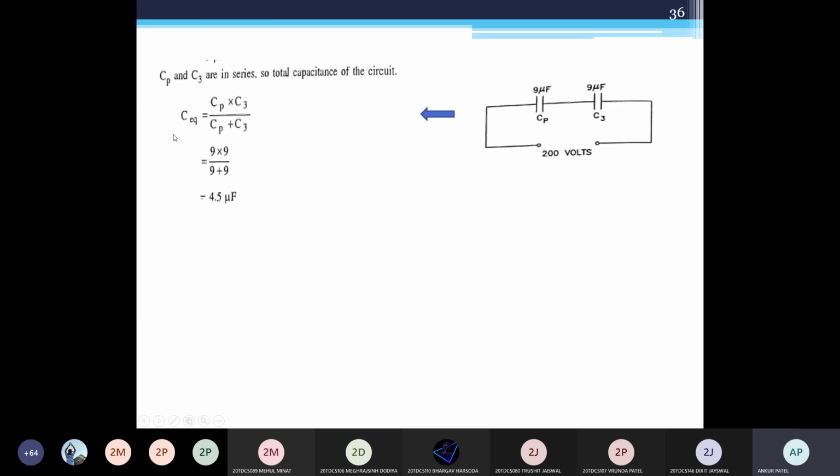Okay. Is it right? We have only two Yes, capacitors. sir. We can write okay plus Cp plus 3.